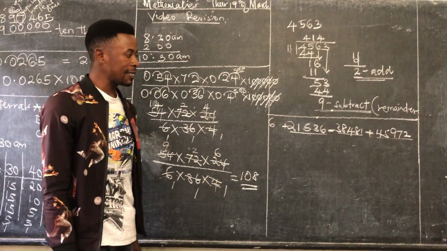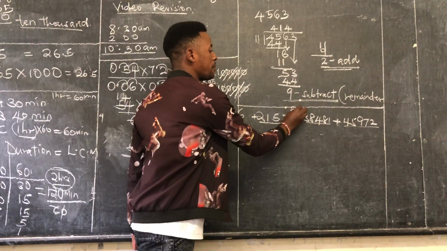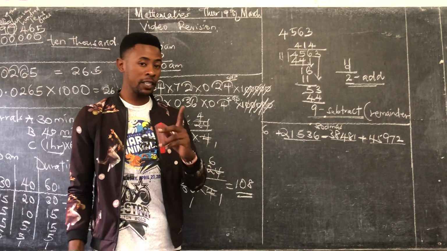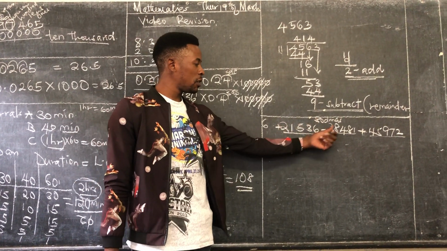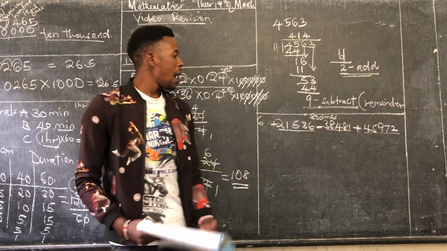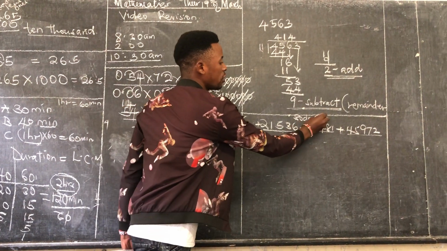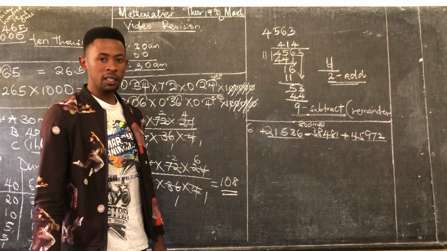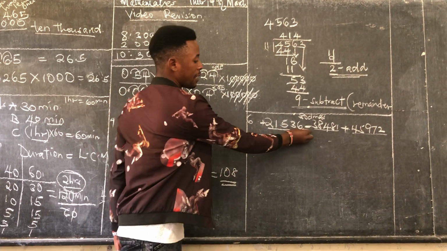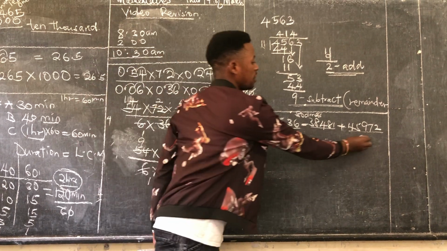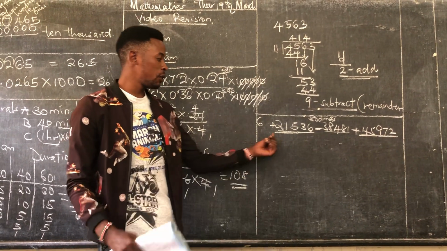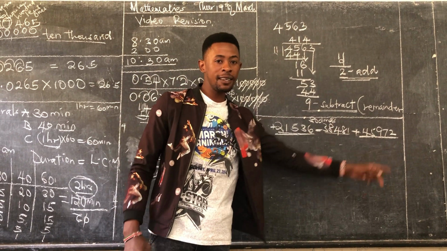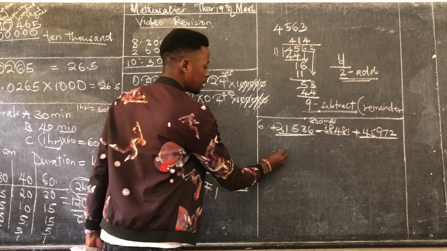So in this case, I said BODMAS must come in, because we are involving more than one operation sign. We have addition and subtraction. So according to BODMAS, addition always comes first before subtraction. But now, what do we need to add? We need to add the like terms, the numbers which bear a positive sign. That being what? 21,536, you add to 45,972.